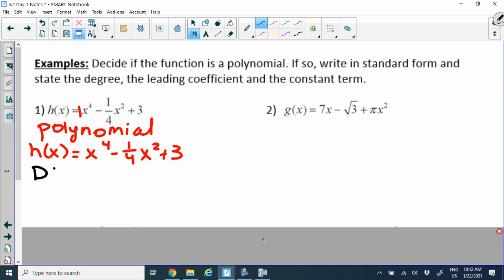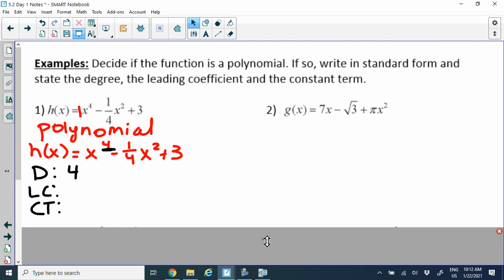So I'm going to put D for degree, then LC to represent leading coefficient, and then CT for constant term. So our degree here is going to be the 4, because that's our largest exponent. Okay. The leading coefficient is going to be 1, because that is the number in front of our x to the 4th. And then our constant term is going to be the 3. Okay?